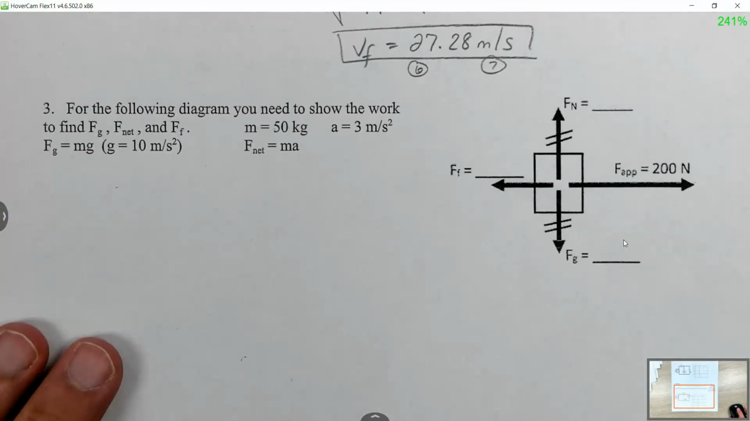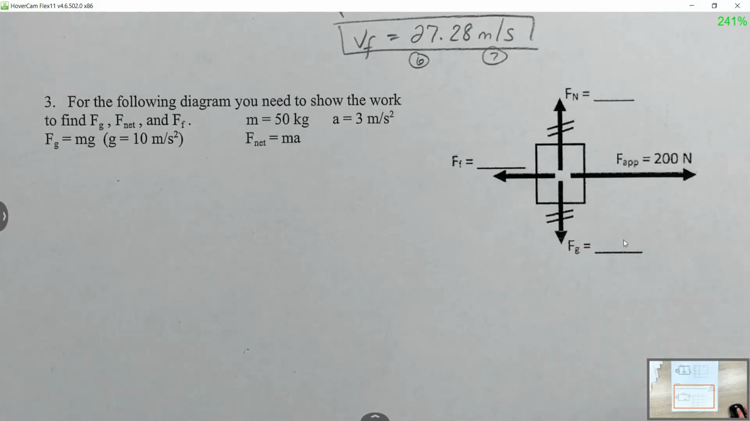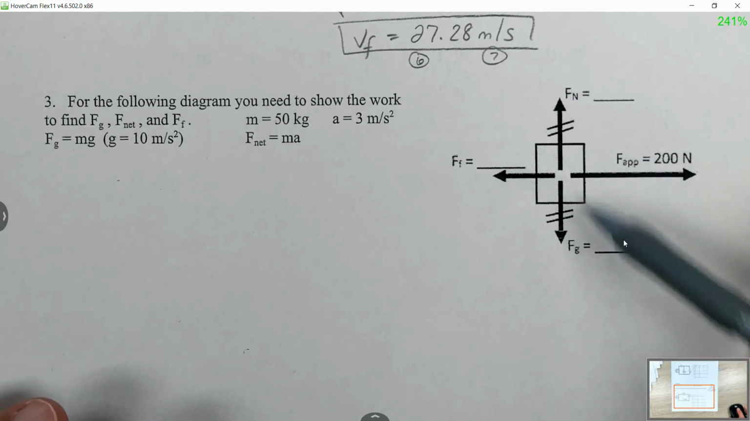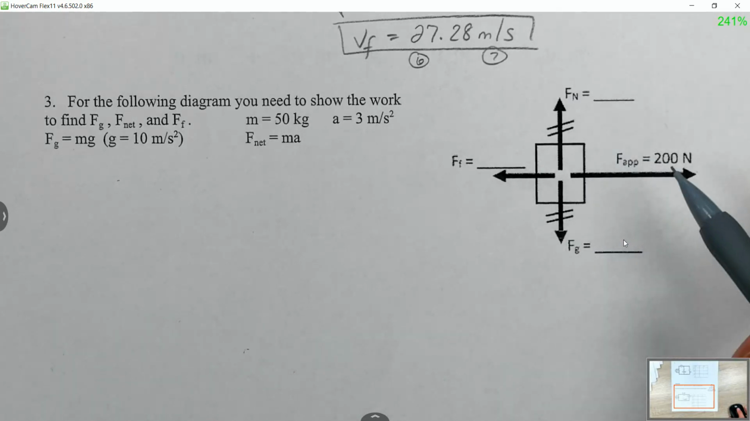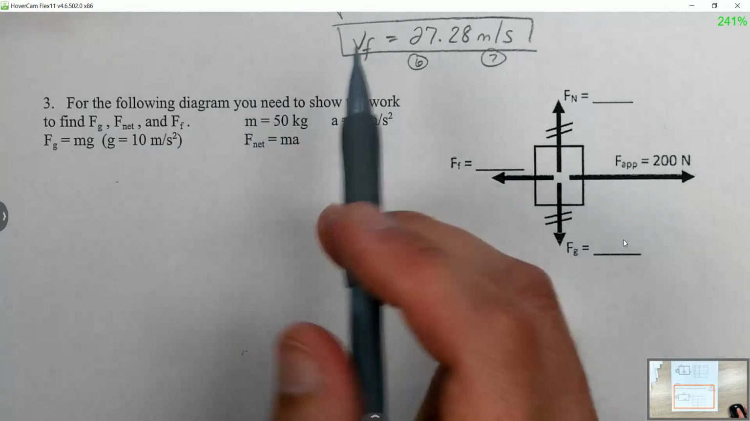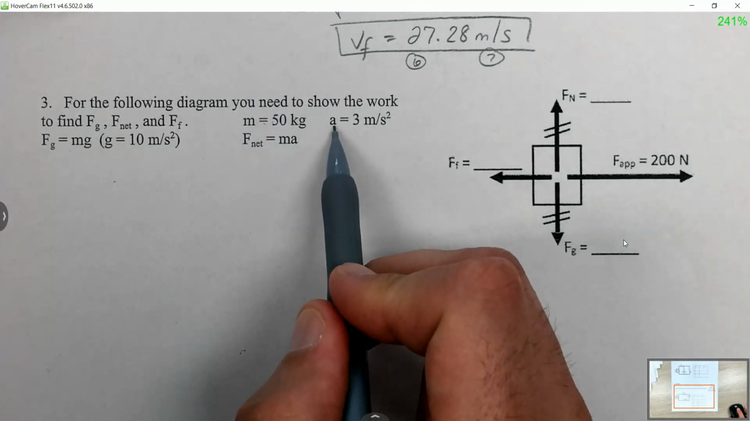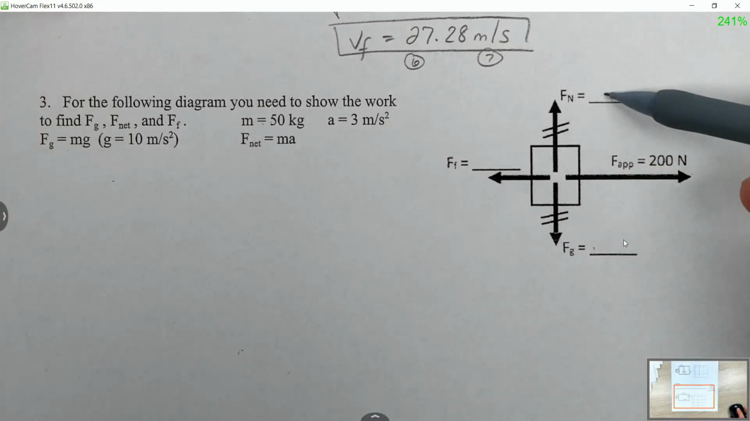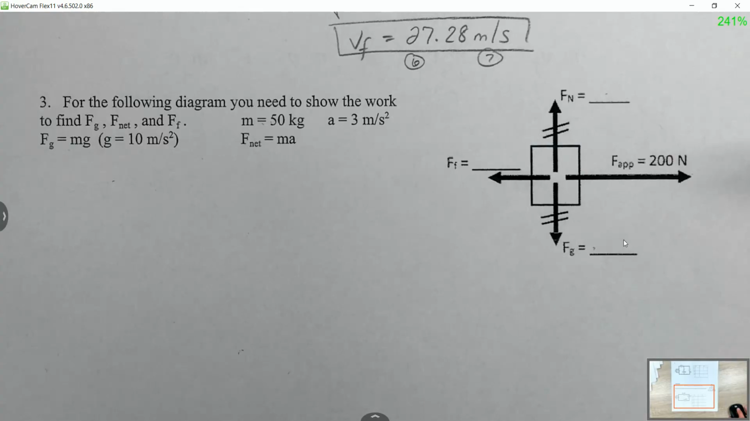So next thing, we have a free body diagram that gives us a bunch of different information. Remember that these two equal lines refer to the top and bottom force vectors being equal in magnitude, so they're going to be the same number. All you're given is that the mass is 50 kilograms, acceleration is 3 meters per second squared. You were asked to find Fg, Fn, Ff. So how do we go about it?